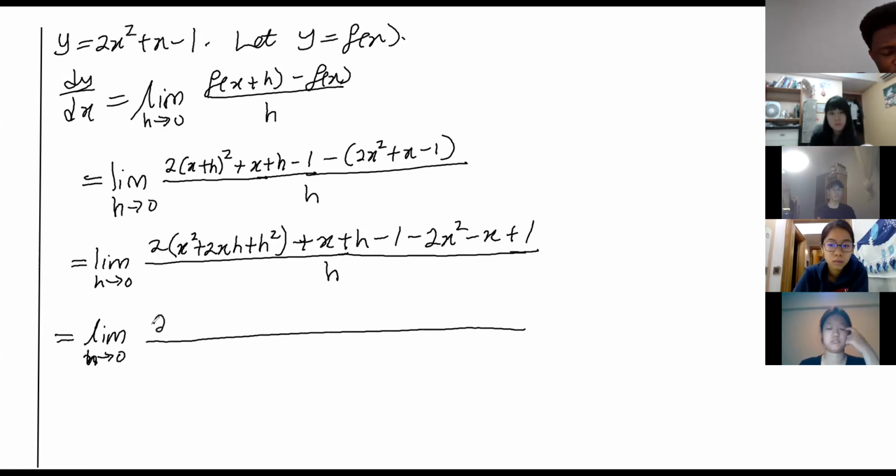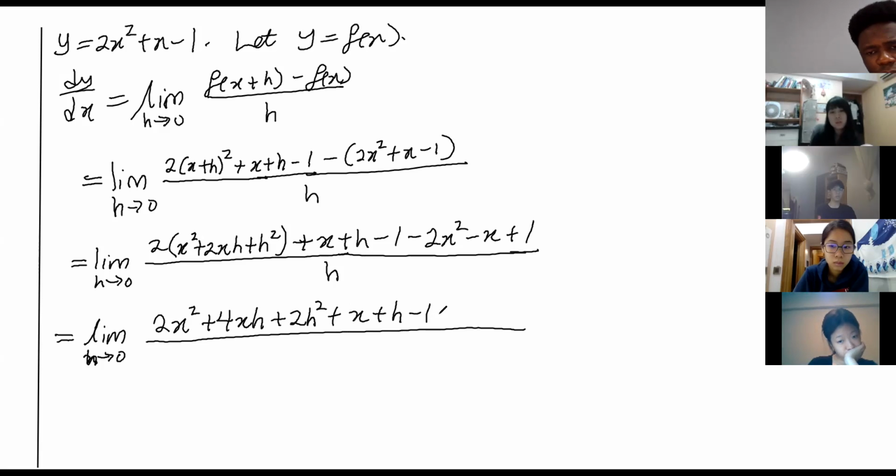So I open this bracket, I have 2x squared, 4xh, 2h squared, plus x plus h minus 1. Actually, minus 1 and plus 1 can cancel now, but let's just write.